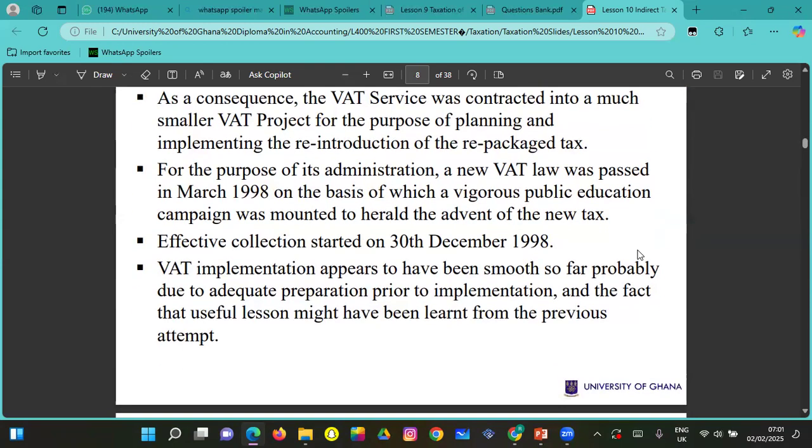So effective collection started on 30th December 1998. Even though it was introduced in March 1998, the effective collection started on 30th December 1998. VAT implementation appears to have been smooth so far, probably due to adequate preparation prior to implementation and the fact that useful lessons might have been learned from the previous attempt.